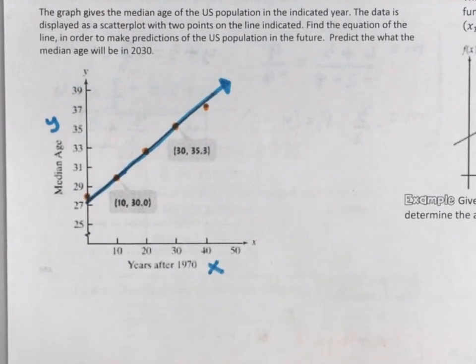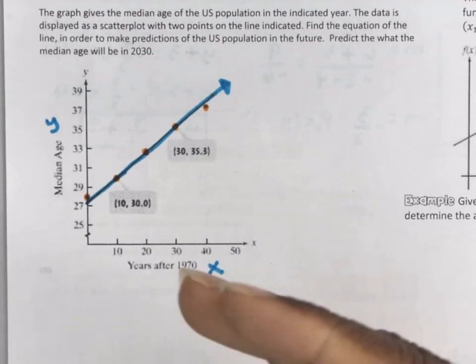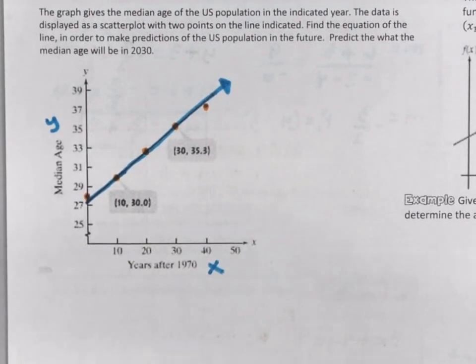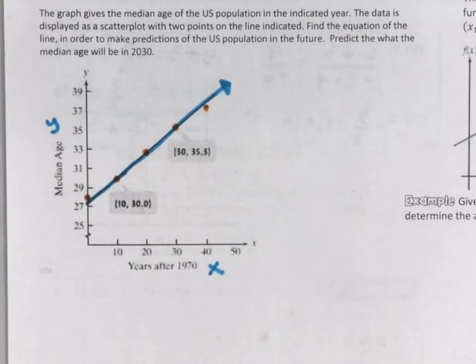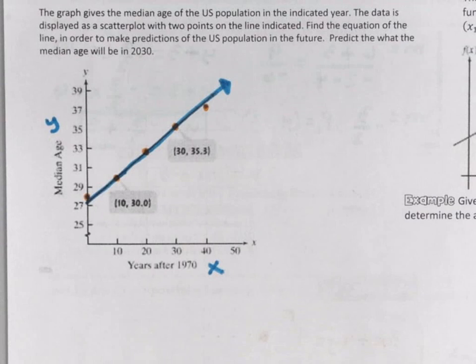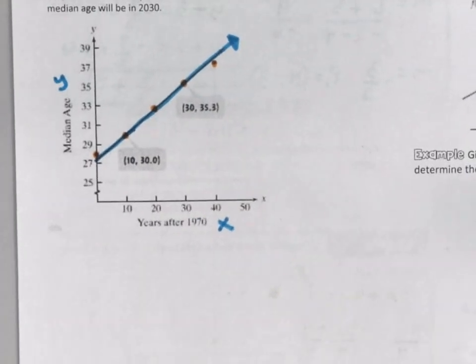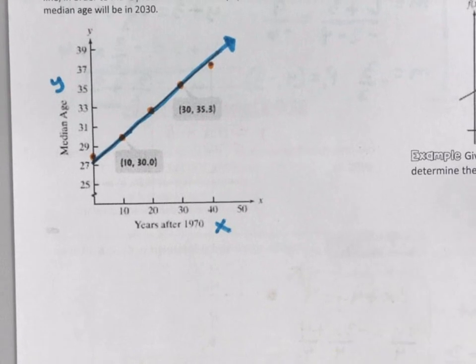So we want to make an equation so we can make future predictions. 2030 isn't on this map, but what if you wanted to see 2050? What would the average age be? Or we can go back in the past. What about in 1930? Based on this information, what would the average age be? We're going to make an equation that represents that. So first thing we need to figure out is, what is this average rate of change? How are we going to do that?